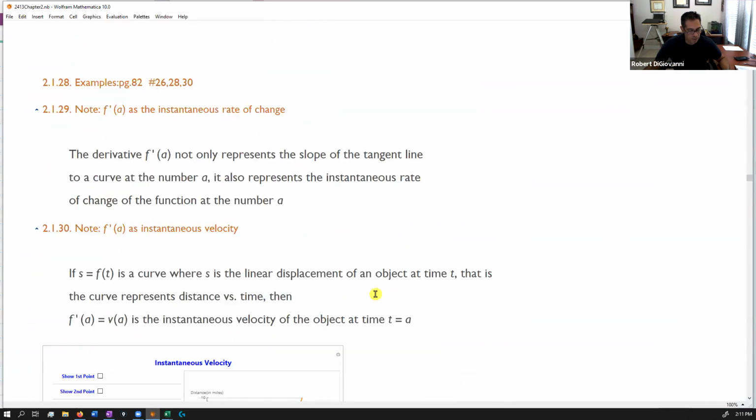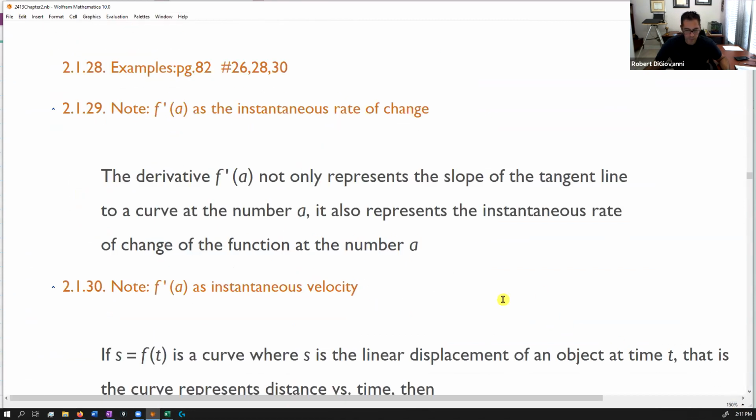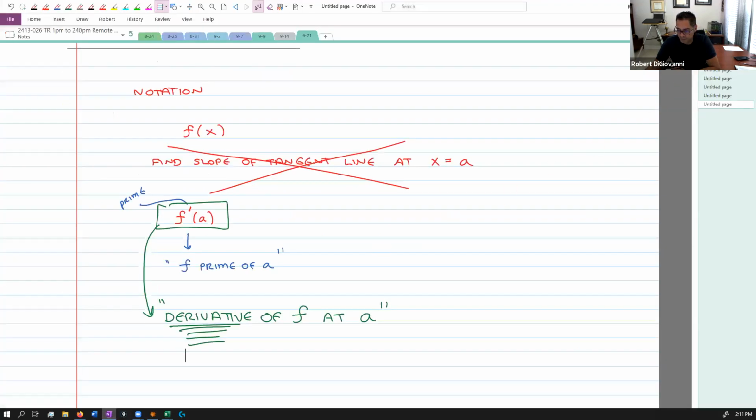Some more stuff here. Make this a little bit bigger. Okay, so note f prime of a. See, now I'm going to start using that notation, so you need to understand what that means now. f prime of a can be viewed as the instantaneous rate of change of something. The instantaneous rate of change. The derivative of f at a not only represents the slope of the tangent line, not only is it physically the slope of the tangent line, it also represents the instantaneous rate of change of the function at the number a. So let me try and illustrate this with something more visual.